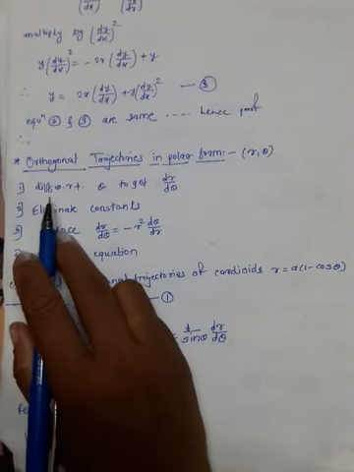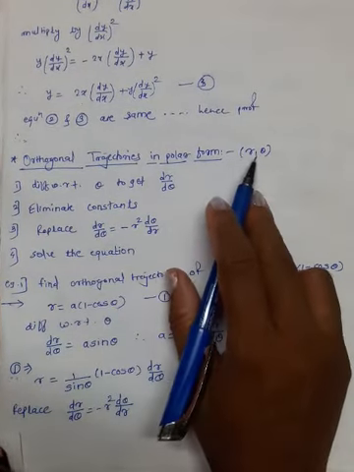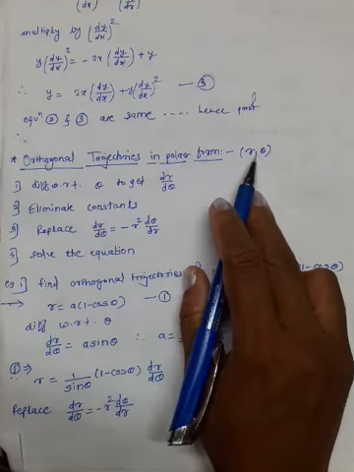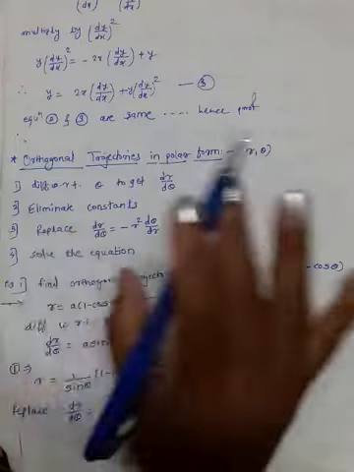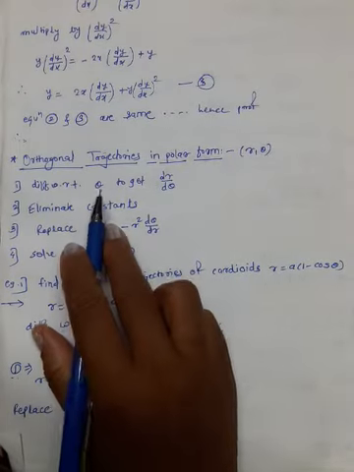The first step is, as usual, differentiate the given equation. Instead of y there is r, instead of x there is theta. Okay, just correlate these two. Differentiate the given equation with respect to theta.